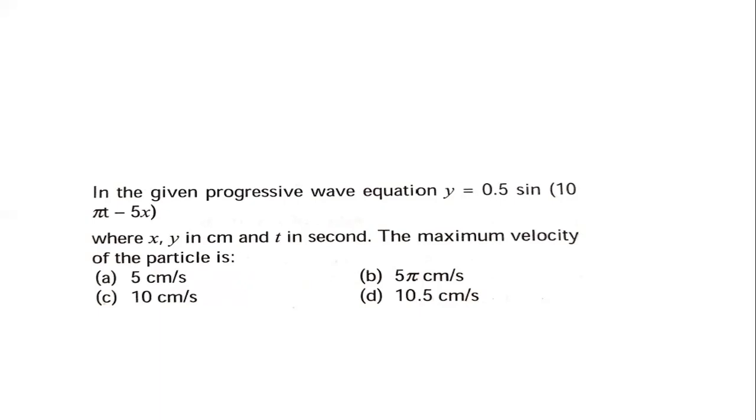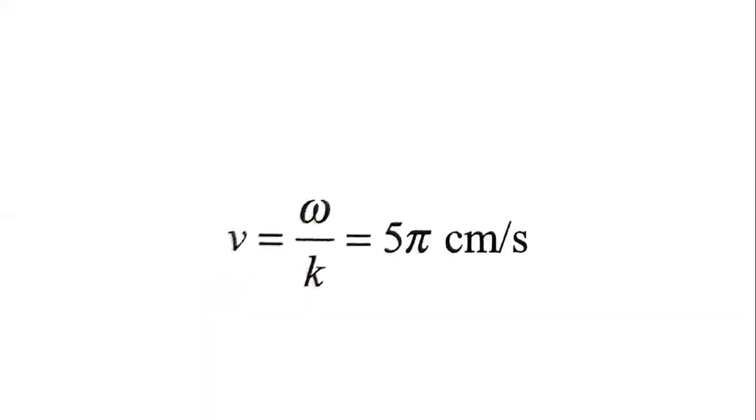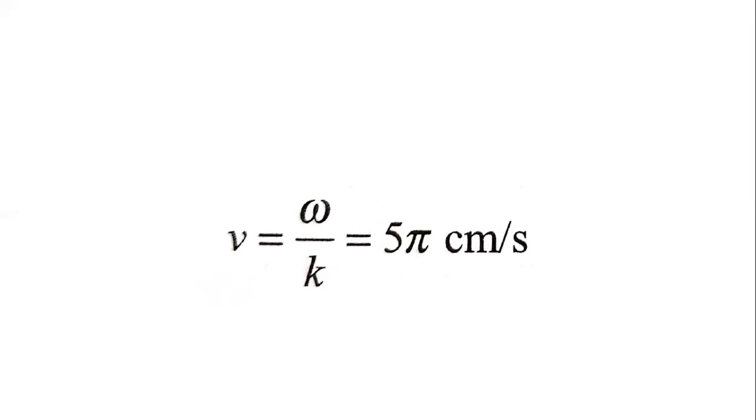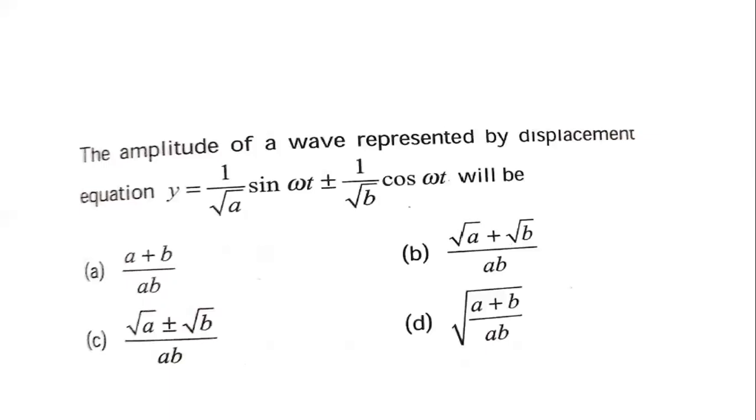So this is a simple question. Well, velocity is nothing but omega divided by k. Just go back to the question and see what omega is here. This is the equation which you can directly compare with y is equal to a sine of (omega t minus kx). So your omega will be 10 pi and k will be 5. So 10 pi divided by 5. When you simplify this, your answer will be 5 centimeters per second. Simple question.